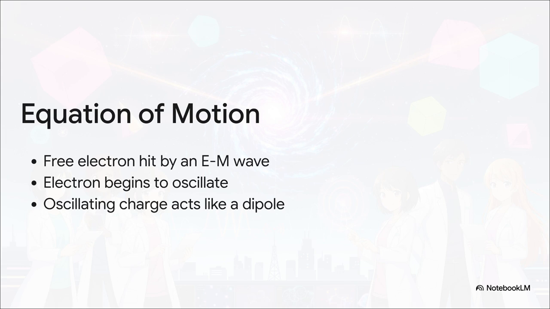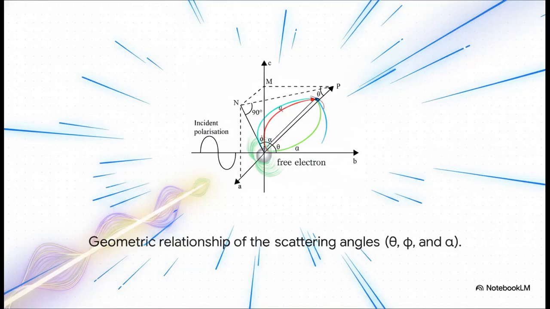Now, because this poor electron is being shoved back and forth by the wave, it's oscillating. And in physics, an oscillating charge behaves exactly like a dipole. That leads us straight to our next crucial equation where we establish the dipole moment P. The wave hits, the electron shakes, and suddenly it's a radiating dipole. Now this setup brilliantly illustrates exactly how that radiation spreads out.